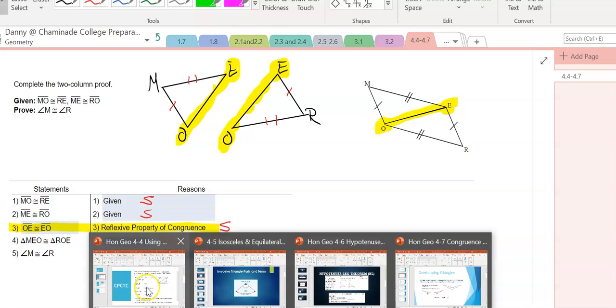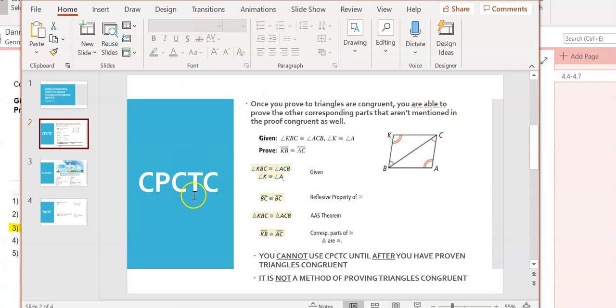So in 4.4, we are looking at CPCTC. So this is congruent parts of congruent triangles are congruent. And so the big thing is here, we have to prove that the triangles are congruent before we can use this. And so here's an example where we have this figure, we have given information.